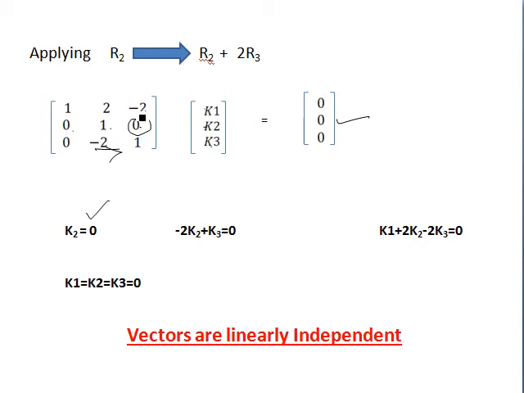And from the first row, 1k1 plus twice k2 minus twice k3 will be equal to 0. Since k2 and k3 are already 0, k1 will also become 0. So all of the constants, that is k1, k2, k3, all are 0. Therefore the vectors are linearly independent vectors, that we have seen in the second lecture.